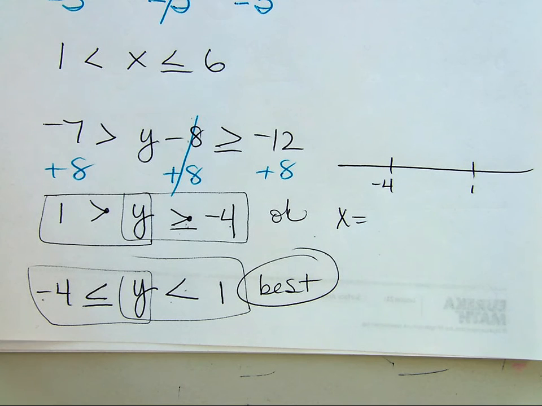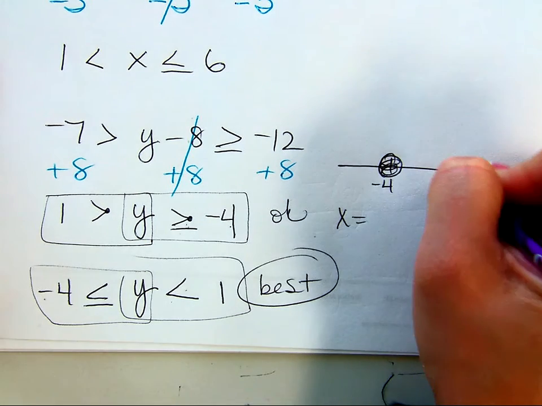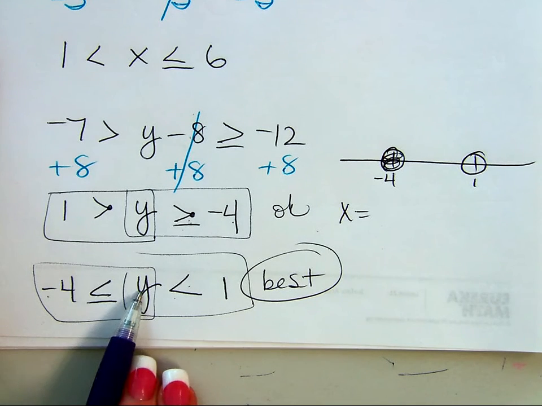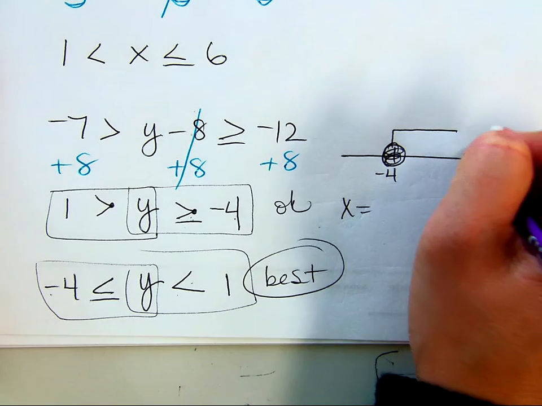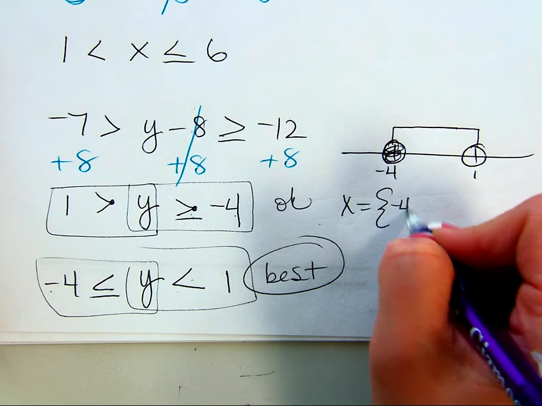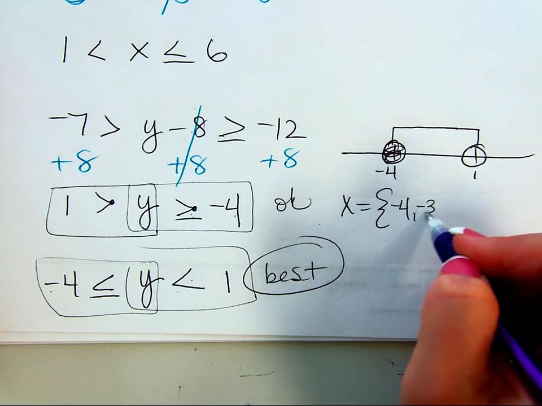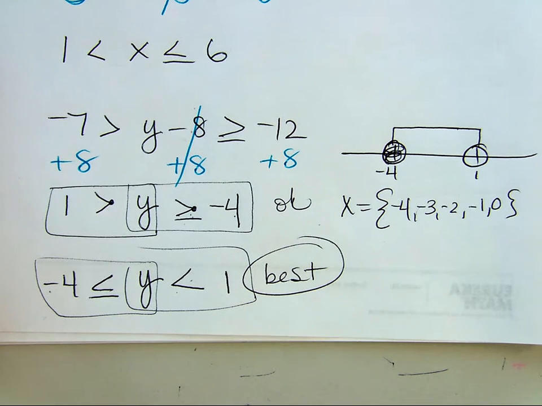I'm not kidding you. If I ever ask you to give me the list, graphing it is your best bet first, because you really can see then, as long as you graph it right. So color this in. Don't color this in. Y is greater than or equal to negative 4, but less than 1. So x could equal what? It could equal negative 4, negative 3, negative 2, negative 1, and 0. And that's it. So, Esteban said, do we have to solve it? You just did. This is your answer.